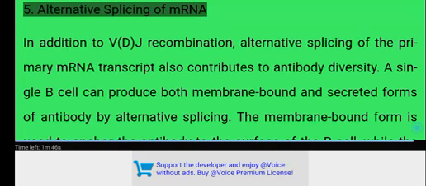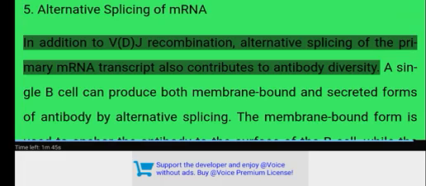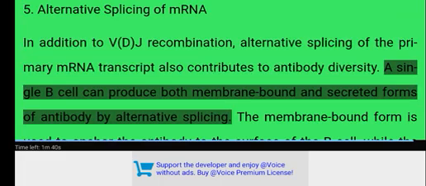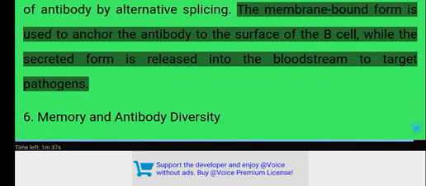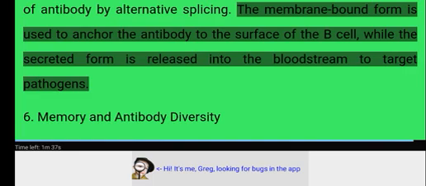5. Alternative splicing of mRNA. In addition to the VDJ recombination, alternative splicing of the primary mRNA transcript also contributes to antibody diversity. A single B cell can produce both membrane-bound and secreted forms of antibody by alternative splicing. The membrane-bound form is used to anchor the antibody to the surface of the B cell, while the secreted form is released into the bloodstream to target pathogens.